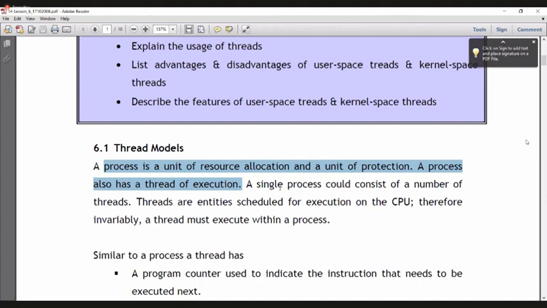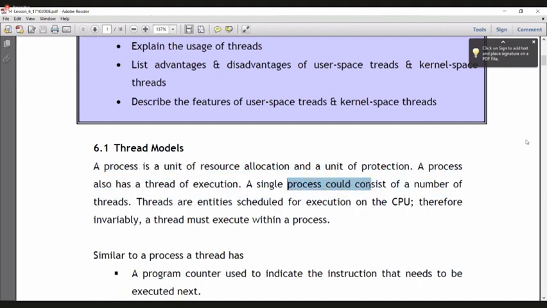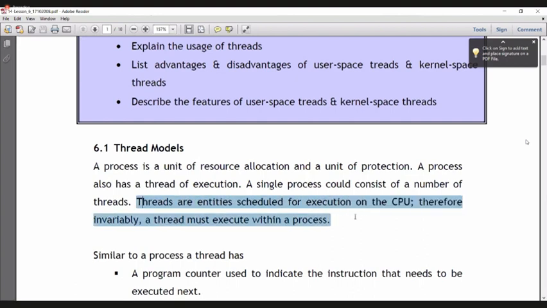Okay, so that is one of the differences. A process could consist of a number of threads. Then you will get an idea. So a process can be broken into threads. Threads are entities scheduled for execution on the CPU. Okay, so this is the definition. What is a thread? Threads are entities scheduled for execution on the CPU, not the whole process.